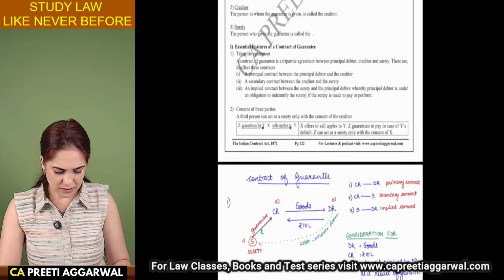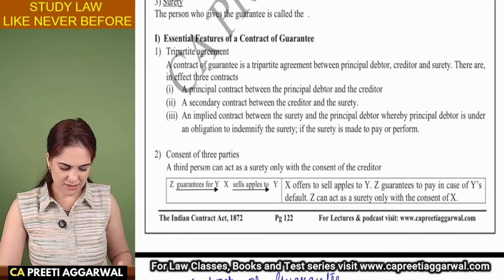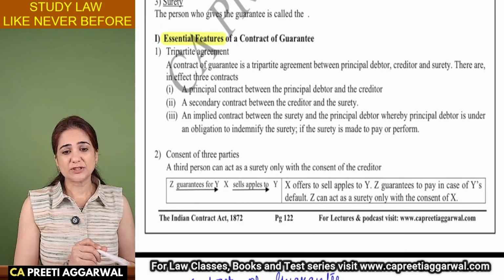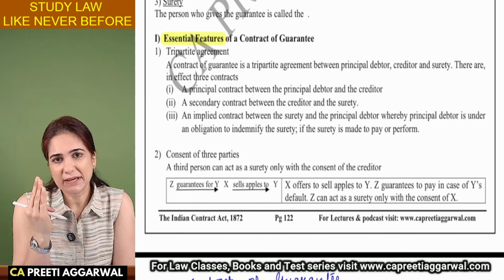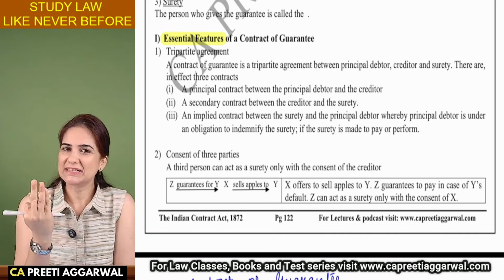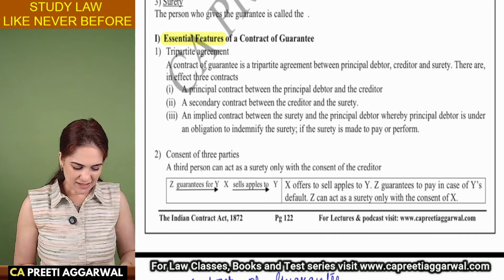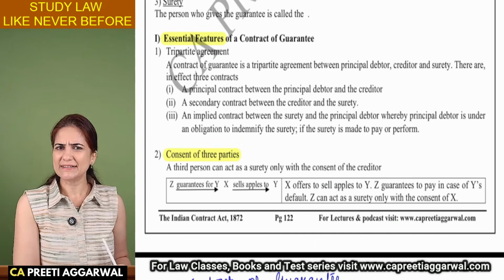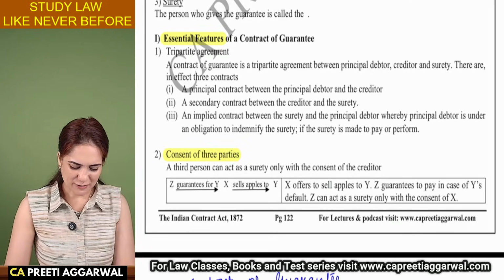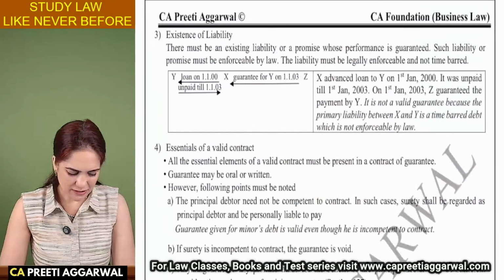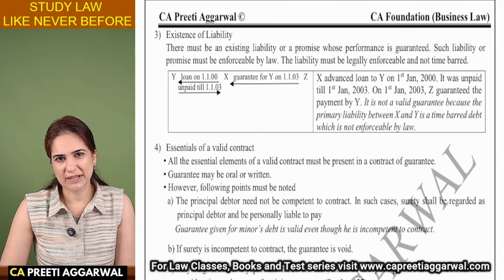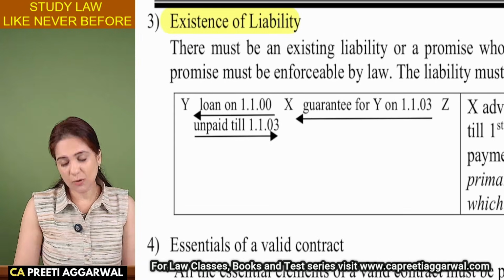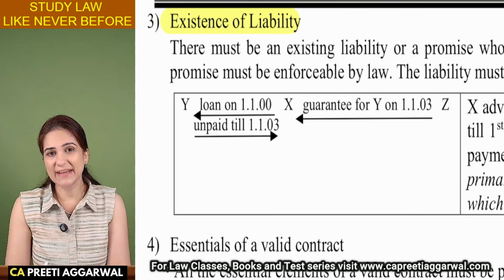Now, what are the essential features of a contract of guarantee? Essential features include that it is a tripartite agreement. Tripartite means there are three parties, there are three agreements. We need the consent of all three parties. When all three agree, only then it will be a valid contract of guarantee. Mostly a theory question can be asked on this. Existence of liability: you can give a guarantee only for an existing debt.